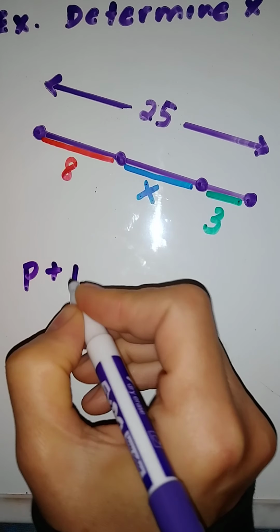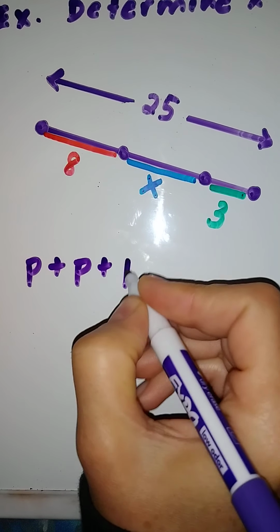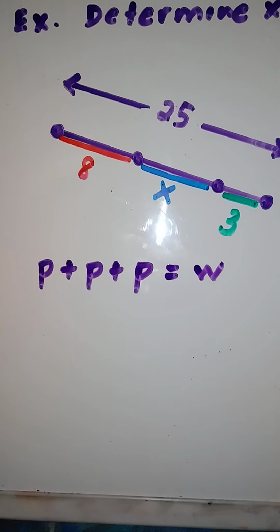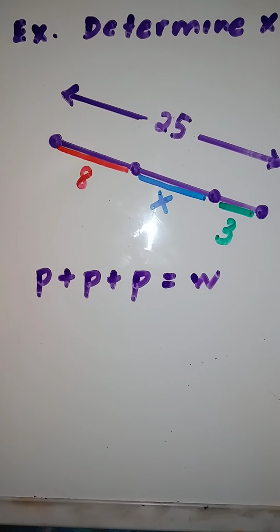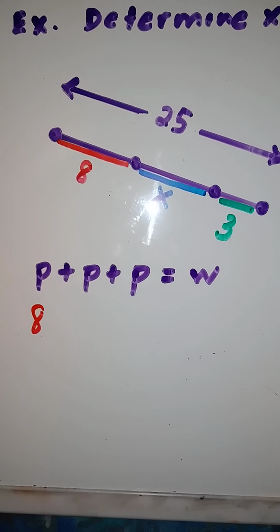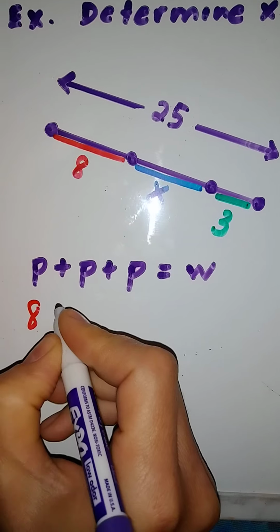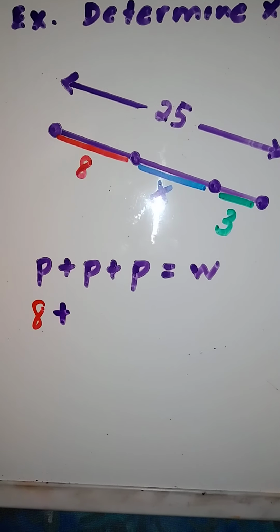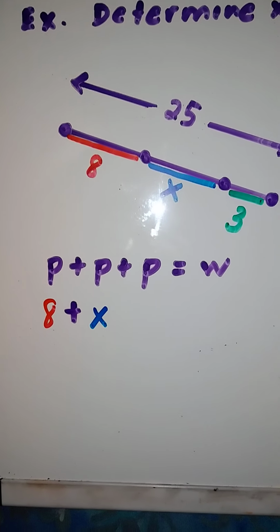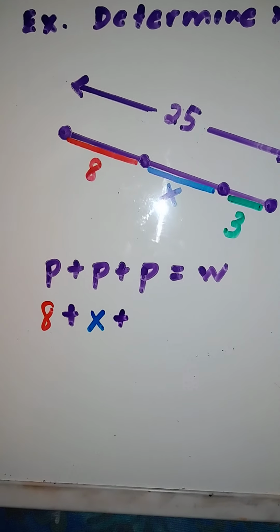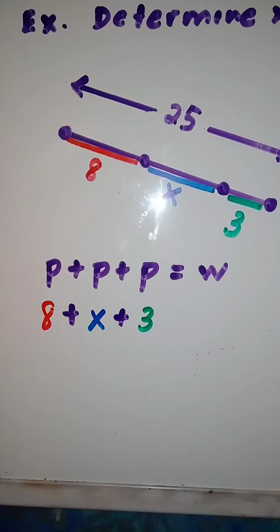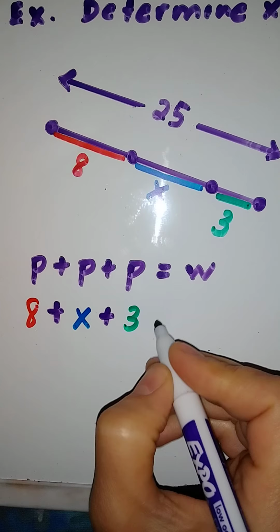We'll label those with P. This is the segment addition postulate, so notice I'm using plus as I build my equation. We have a part that is labeled in red. A part that is unknown. A part that is labeled in green. And we do know the whole.